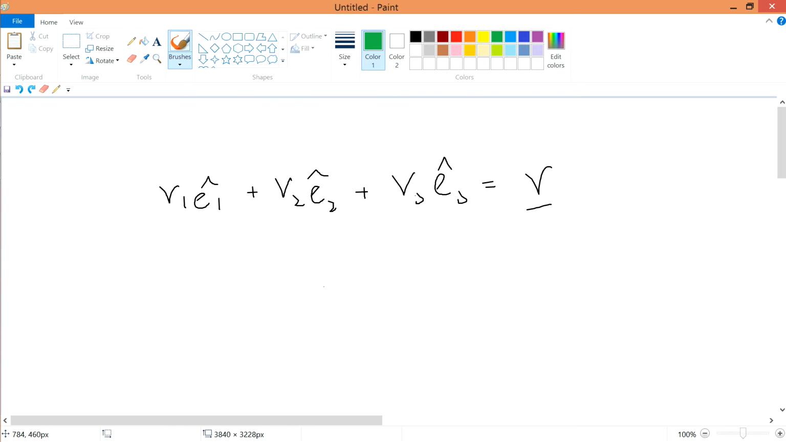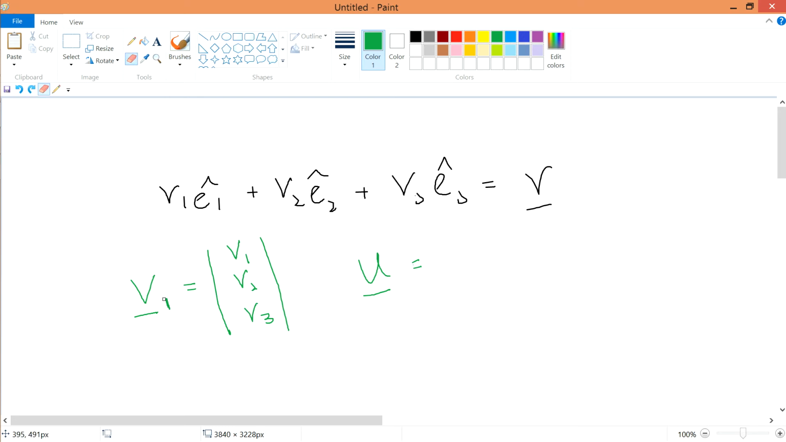To rewrite things in a simpler and clearer way, I'll state that v with an underline bar states that it's a vector. So v bar is equal to v1, v2, and v3. We have another vector, which I call u bar. So u is a vector, v is a vector.